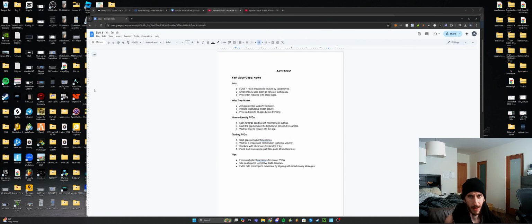So, what are fair value gaps? Wrote this little note up here. I'm going to be doing this for every single day, so here we go. Fair value gaps. Price imbalances caused by rapid moves. Now, it doesn't always necessarily need to be rapid moves, but from what I've noticed, a lot of the times, imbalances or fair value gaps that are caused by rapid moves usually have larger displacing candles, and those are the fair value gaps that tend to hold or get inversed. The ones that basically work towards withdrawing liquidity.